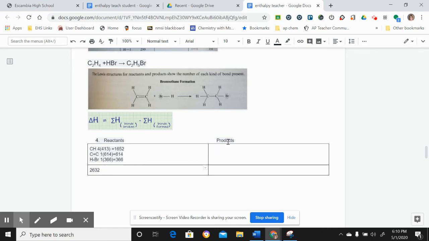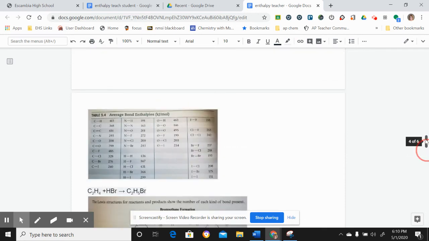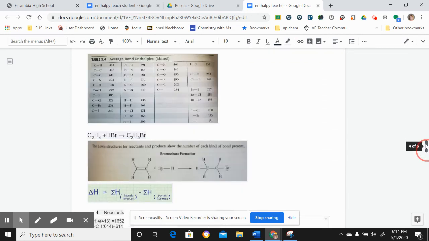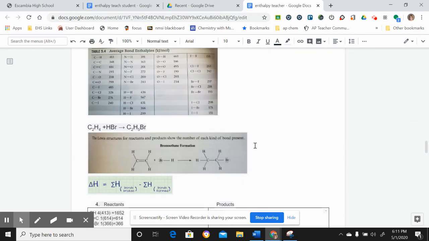On the product side, what do I see here? I have some CH bonds. How many CH bonds do you see there? I have a CH here, CH here, CH here, CH here, CH here. So I have 1, 2, 3, 4, 5 CH bonds. And what is CH? CH is 413.